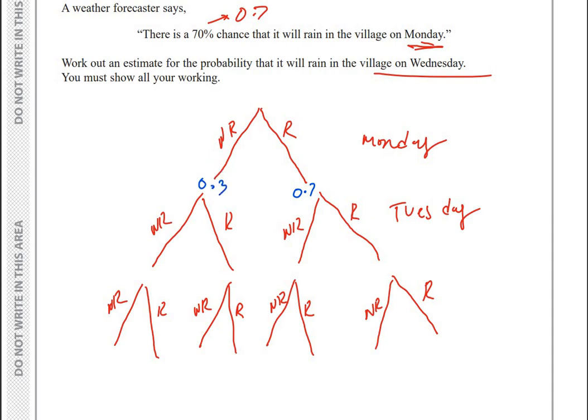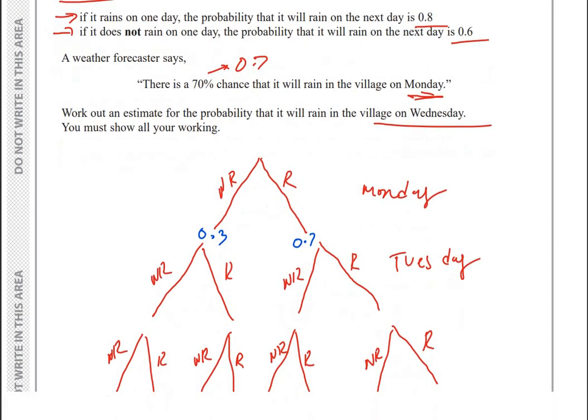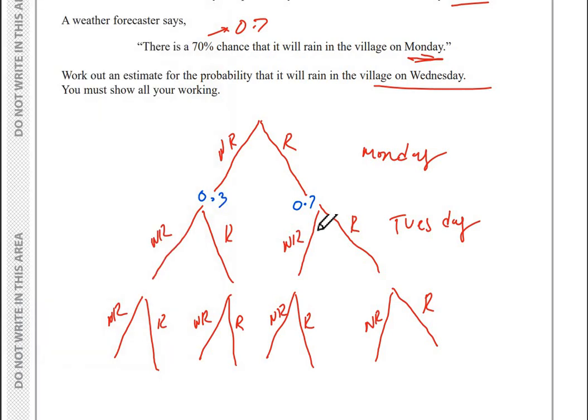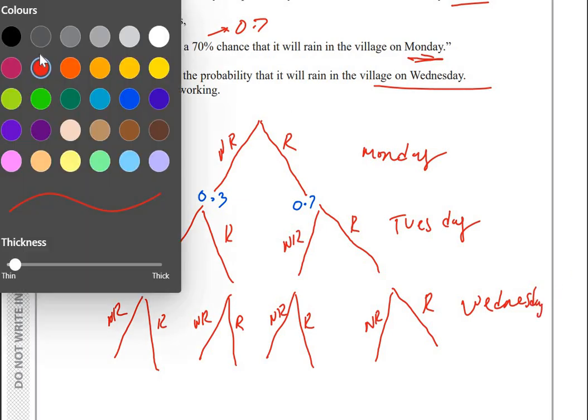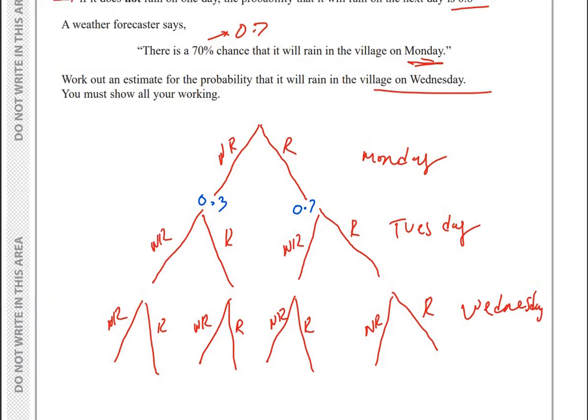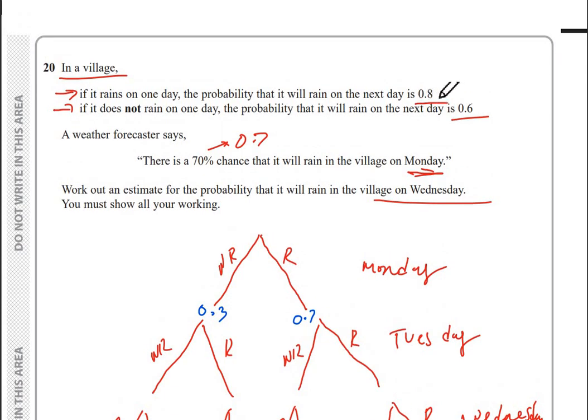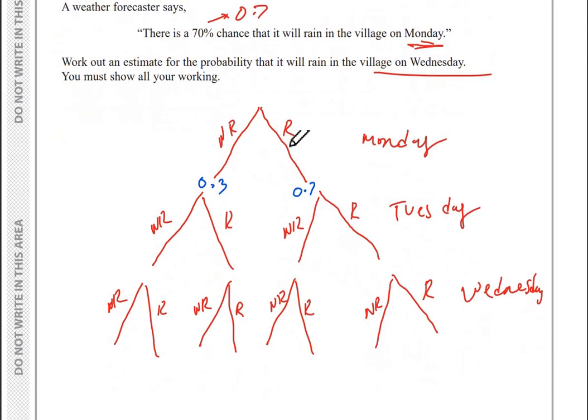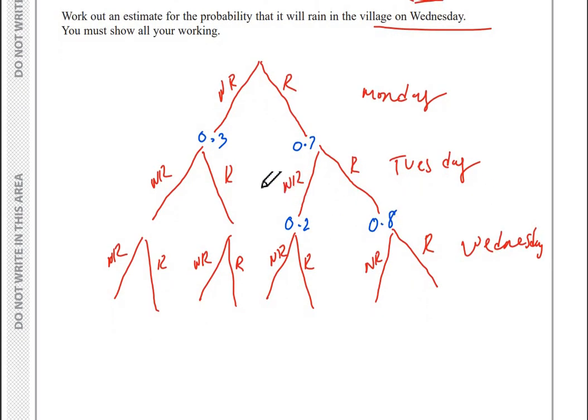Now we're given our rules that take us from Monday to Wednesday. We're told if it rains in the village on one day, then the probability that it rains on the next day is 0.8. So if it does rain on Monday, the probability that it will rain on Tuesday is 0.8, which means the probability that it won't rain is 0.2, since the mutually exclusive events are always out of 1. So if it doesn't rain on Monday, the probability that it will rain on Tuesday, we're told, is 0.6, which means the probability that it doesn't rain would be 0.4.